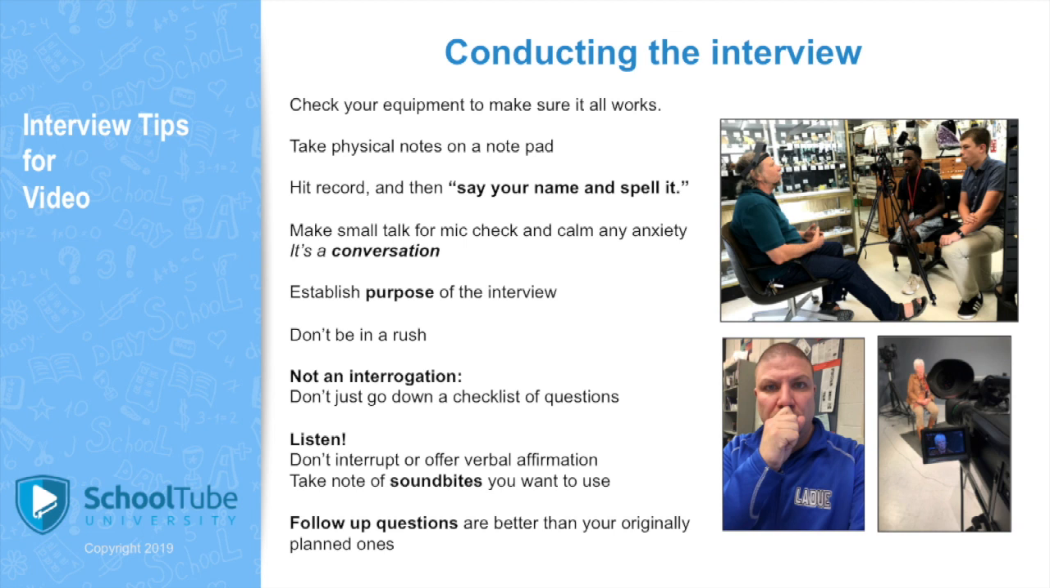We need to check our equipment to make sure it all works. We want to make sure that we take physical notes on a notepad, or clear it with your interview individual that it's okay to use your phone or a device. Hit record and then say your name and spell it. We've got to have that captured. That does 2 things. One, that we can use that as an audio check, as an audio level. And then, of course, we get the correct spelling of their name and their title.